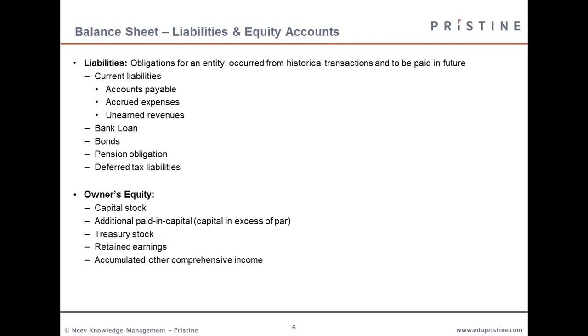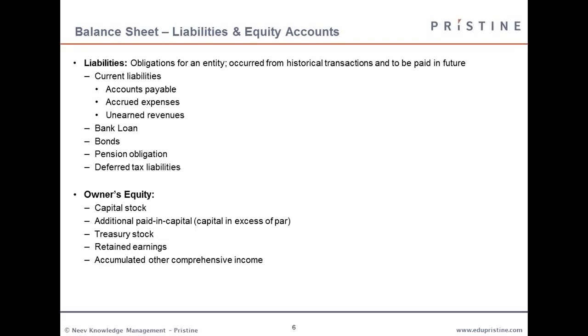Again, here we have two types of liabilities: the current liabilities and the long-term liabilities. Current liabilities are the ones which have to be paid within 1 year. Under this, the accounts payable and the accrued expenses which have to be paid within 1 year all come under current liabilities. Any obligation that has to be satisfied within 1 year comes under current liabilities.